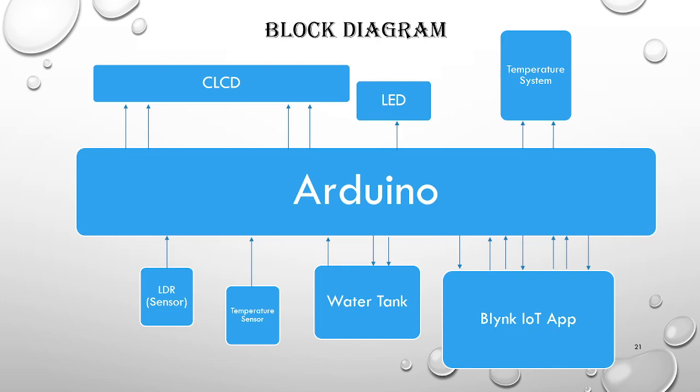This is the block diagram of my project, in which I have connected the LDR sensor, temperature sensor, water tank, CLCD, LED, temperature system, and Blynk IoT app with the Arduino.